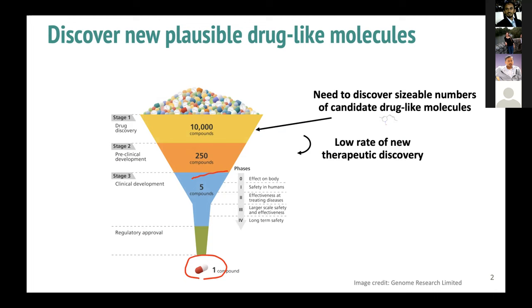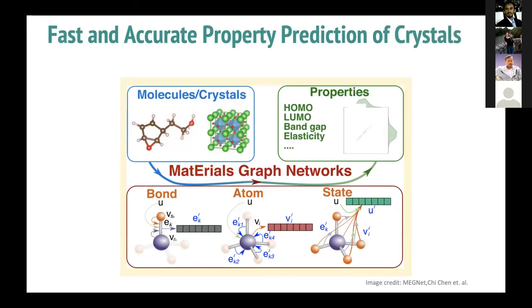Similarly, we want fast and accurate property prediction of crystals. We have molecules and crystals, and new crystals are synthesized, but we need a fast way of accurately calculating the properties of these crystals, so that even before they are put into production, we know whether the crystal would be useful for a certain purpose or not.